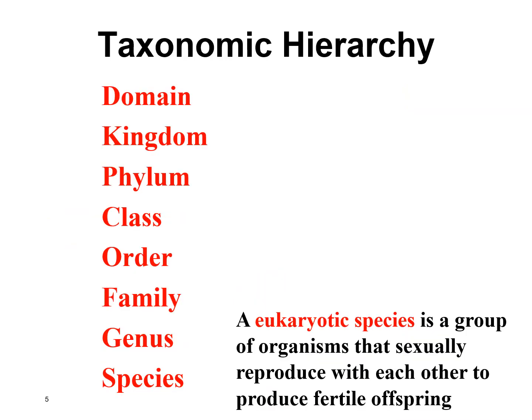Great, and then we have our taxonomic hierarchy. I know that you've learned this before, and I just want you to memorize the order. Remember that domain is the broadest category, and then we get smaller as we go down. So then we have kingdom, and then phylum, class, order, family, genus, and then finally we have just one organism left when we get to species.